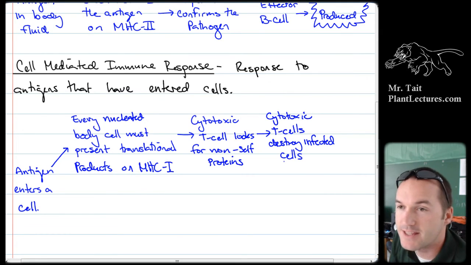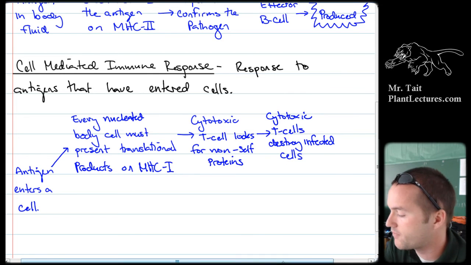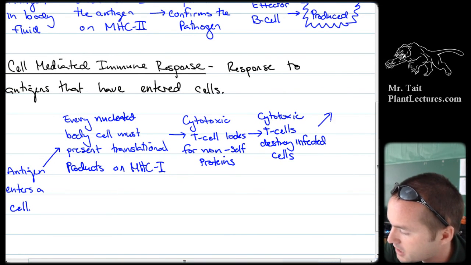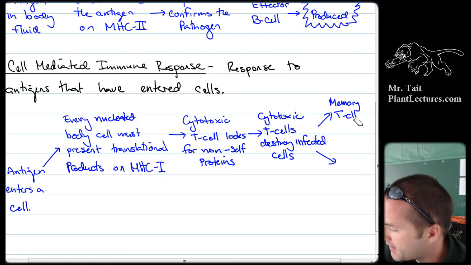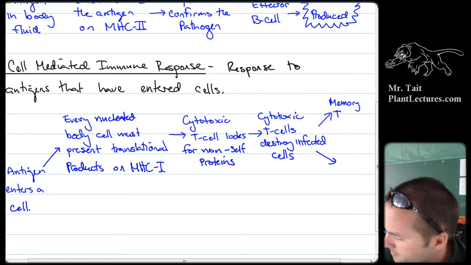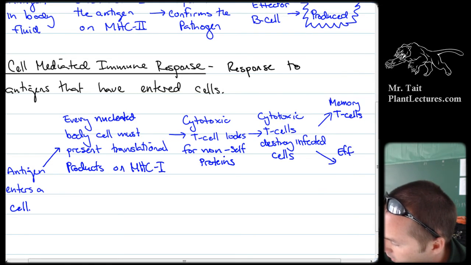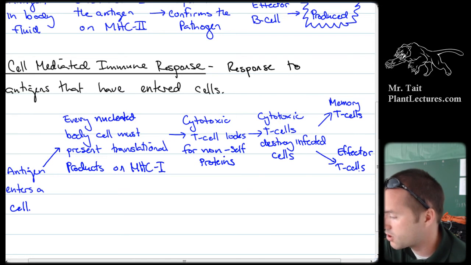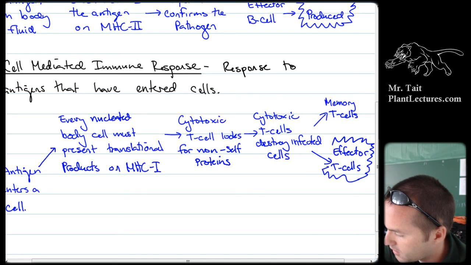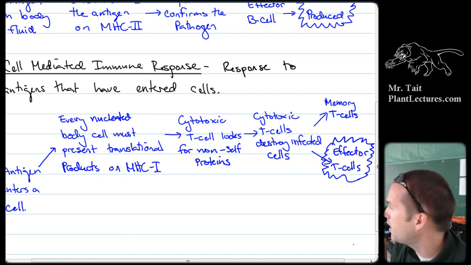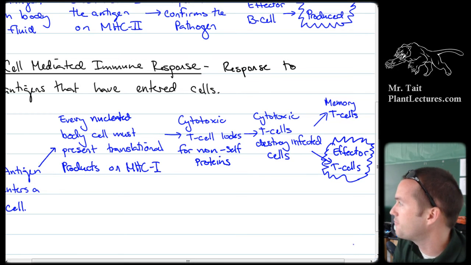If it gets to destroy a cell, it's going to divide into two types of cells. Memory T cells, which will be there for the next time we get an infection, and effector T cells that are going to deal with this current infection. These effector T cells are the ones that are going to kill off the rest of the cells that have been infected.